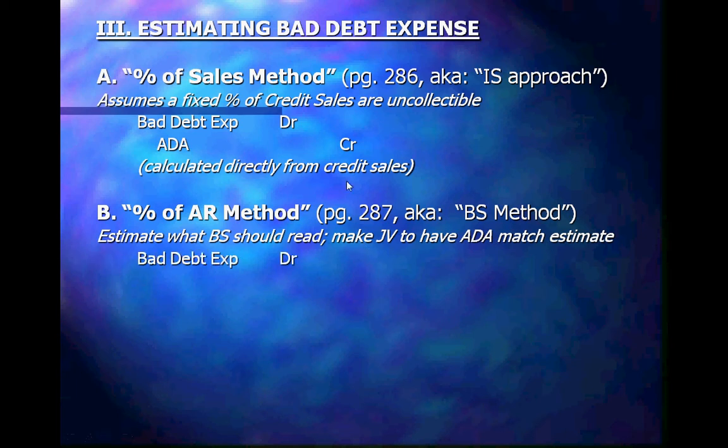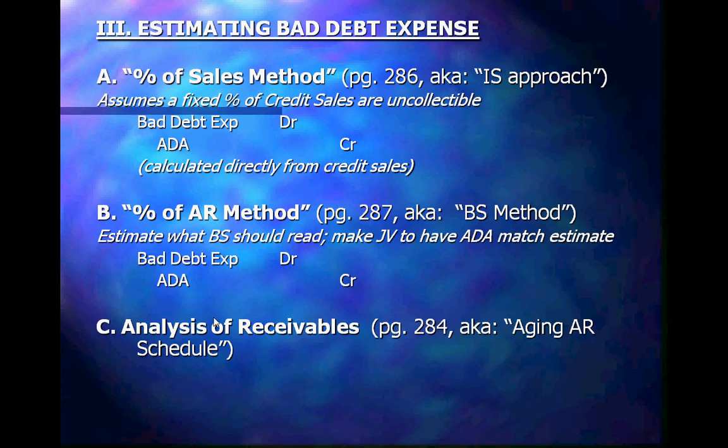Alright, so this means the same journal entry here, but you are actually going to have to figure out what the accounts receivable should read at the end of the accounting period, and then you have to figure out the debit and credit here to make that fit. Okay, we'll do an example in a moment.